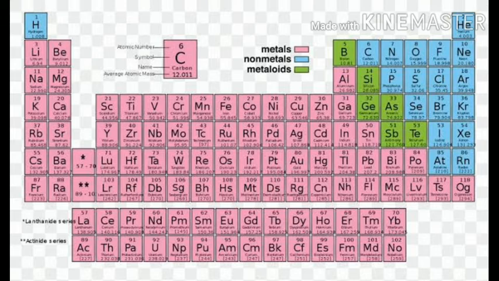As a combined effect of these two factors, metals have the tendency to lose valence electrons to form cations having a stable noble gas configuration. This tendency of an element is called electropositivity, which is the metallic character of that element.